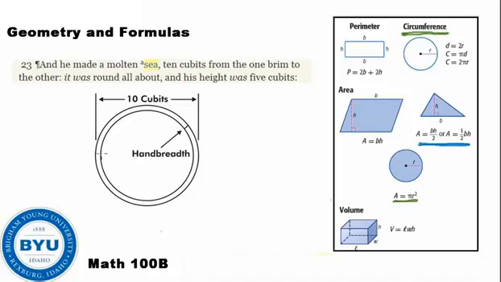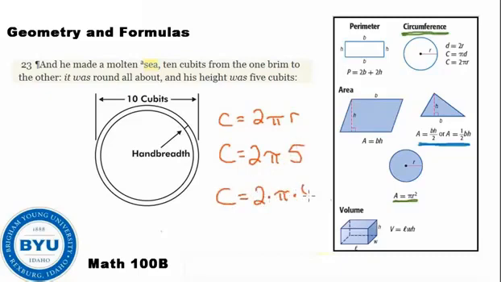Okay, great. Hopefully you used the circumference formula. Circumference equals 2 pi r. And hopefully you remembered to take half of the diameter. Notice this 10 cubits is a diameter, so they just want 5 here. And so the circumference would be 2 times pi times 5.